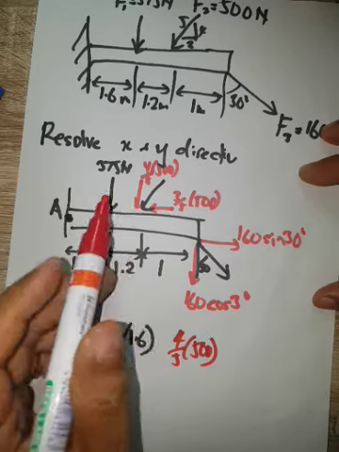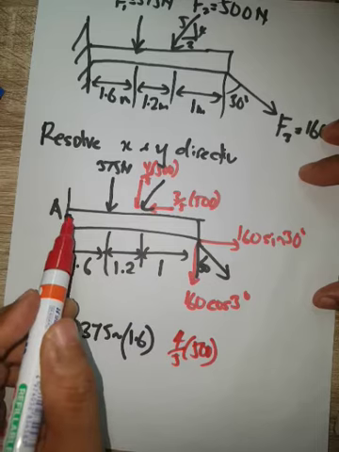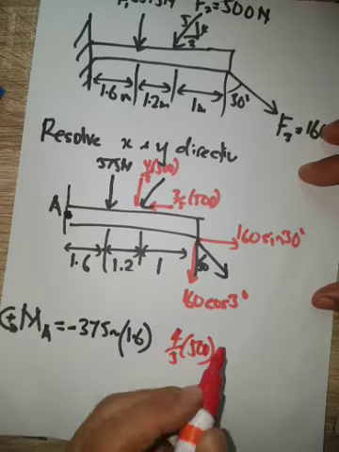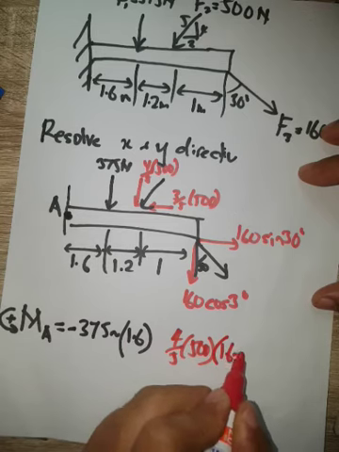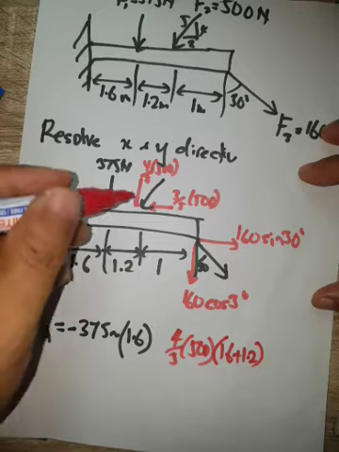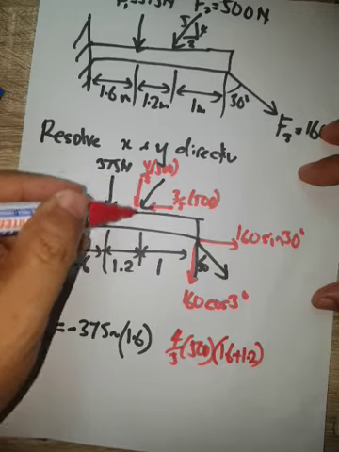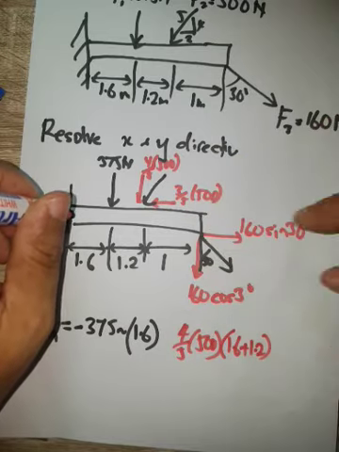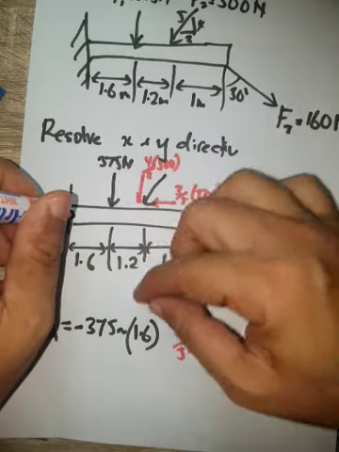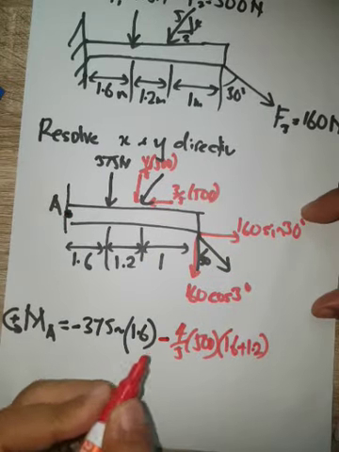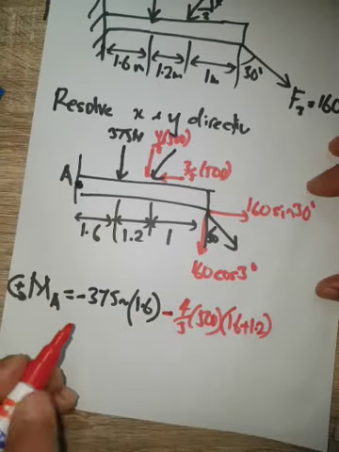Next, we have the component 4 over 5 times 500 Newton. What is the perpendicular distance between this force and this point? We can see the perpendicular distance is 1.6 plus 1.2. And what is the direction this force makes the beam rotate? If A is the rotation point, this beam rotates clockwise, so this is negative.